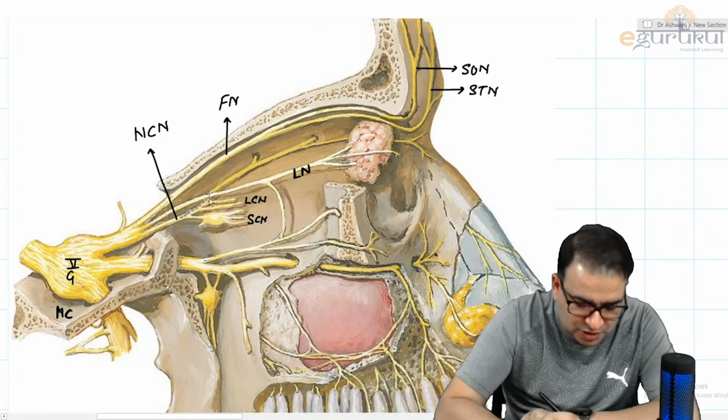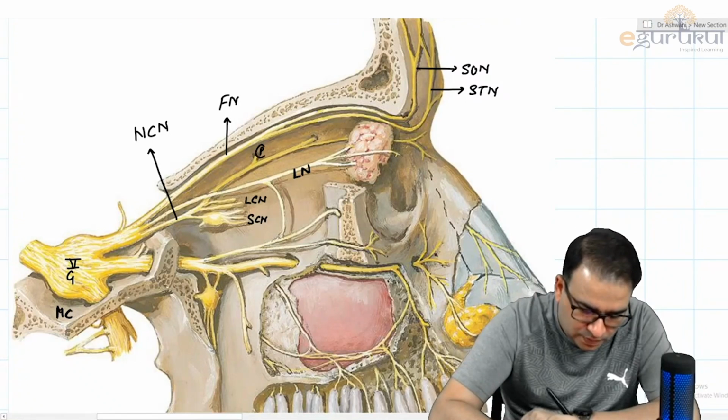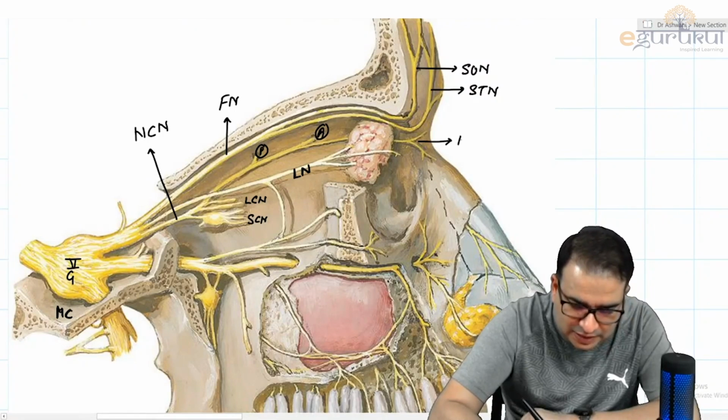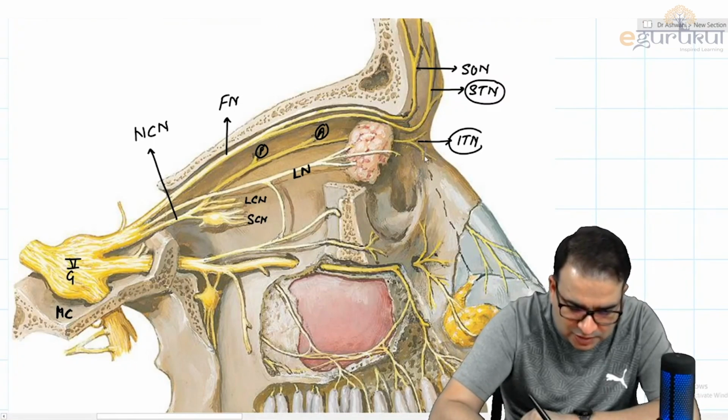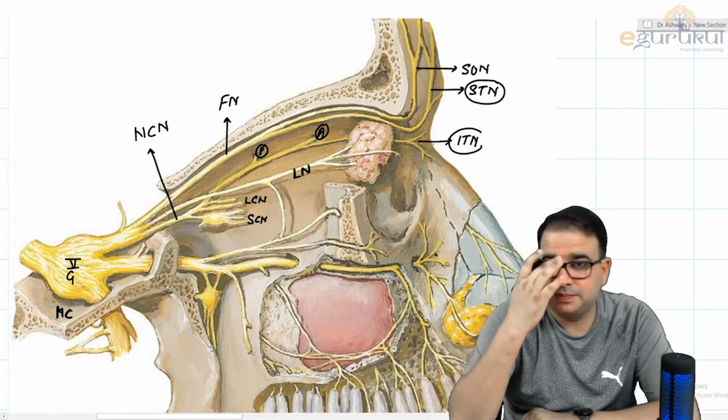Then you can see the nerve is turning toward the medial side. What nerve is that? That is posterior ethmoidal. What nerve is that? That is anterior ethmoidal. And after that, you can see the nerve is continuing and coming out, and that nerve is an infratrochlear nerve. Makes sense, guys. Supratrochlear nerve is going up, infratrochlear nerve is going down. That is supratrochlear, that is infratrochlear. That must be supplying the skin of the forehead. This must be supplying the skin of the root of the nose here.